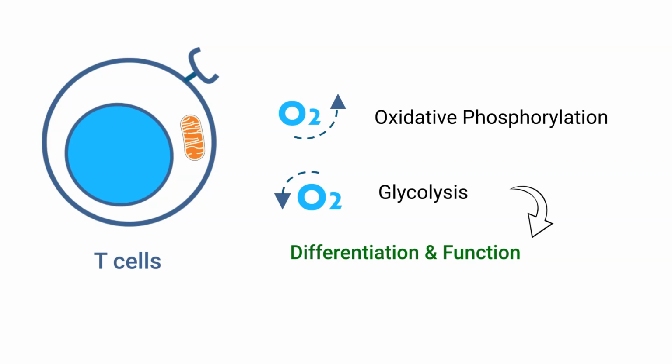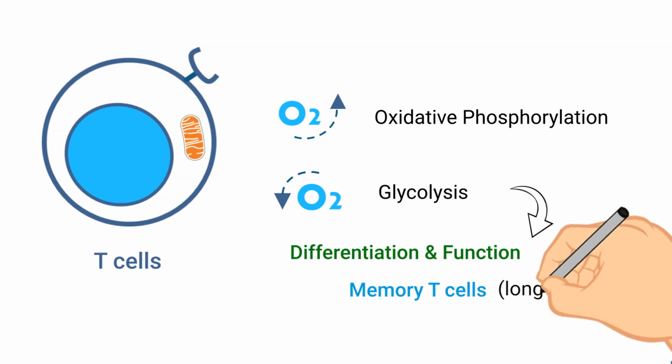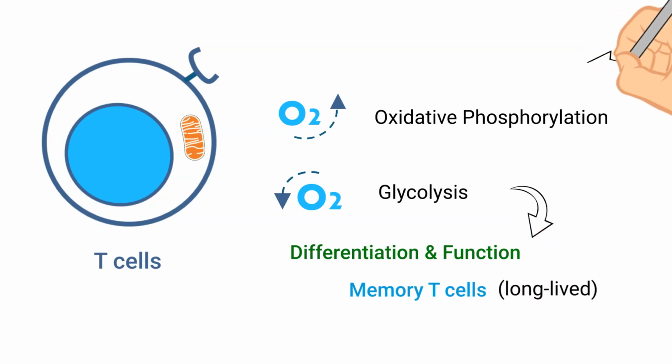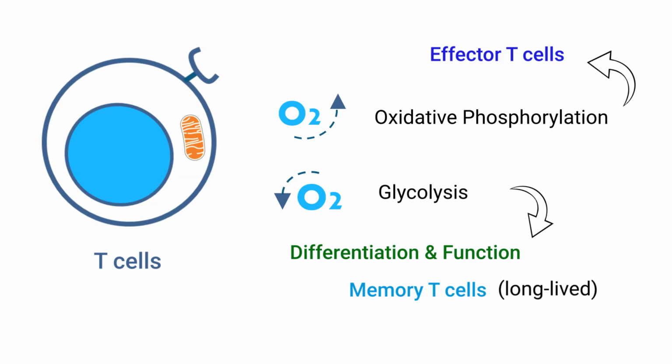For instance, hypoxic conditions often promote the generation of memory T cells, which are long-lived and highly effective in mounting sustained immune responses. Conversely, high oxygen levels may favor the differentiation of effector T cells, which are more short-lived but potent in immediate tumor killing. Understanding and manipulating oxygen levels during the ex vivo expansion of T cells can thus optimize their metabolic state for therapeutic efficacy.